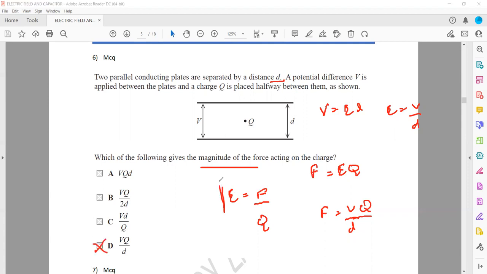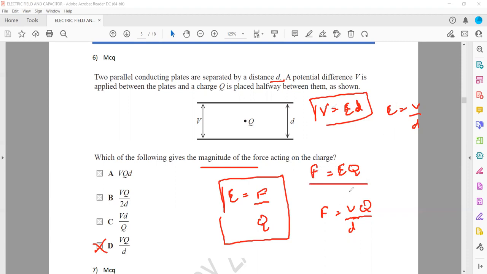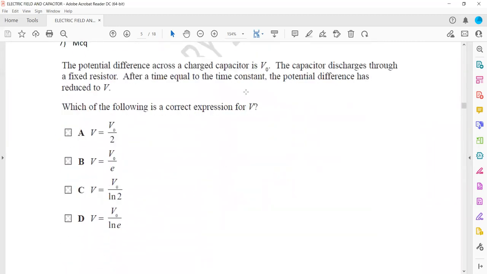So this is a formula which relates electric field strength and force, and this is a formula which relates voltage, electric field strength, and distance for parallel plates. When we simplify, in place of E we write V over D, and Q is there, so it will be VQ divided by D. That's the force experienced by the charge which is placed in between the two parallel plates.